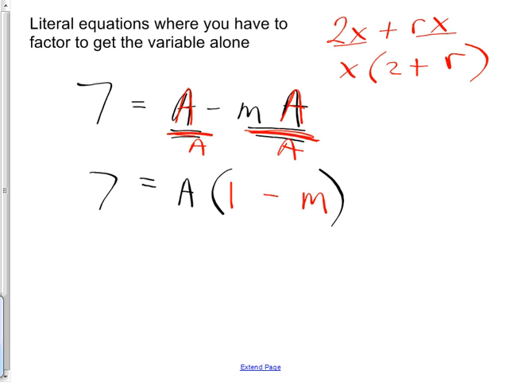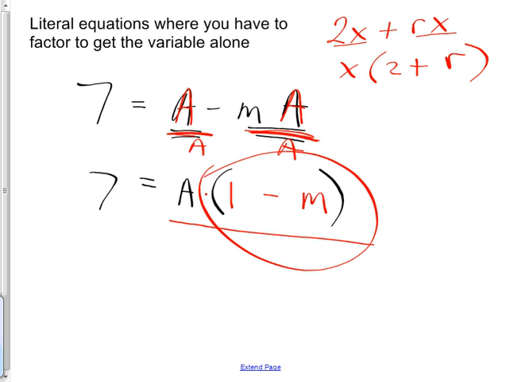All right, why is that step really good? Because now a is alone, kind of. If I can just get rid of this part right here, which I can. Because how is it attached? It's attached with a multiply, so all I have to do is divide by 1 minus m on both sides. And this will cancel this, and a is alone. A is equal to 7 over 1 minus m.